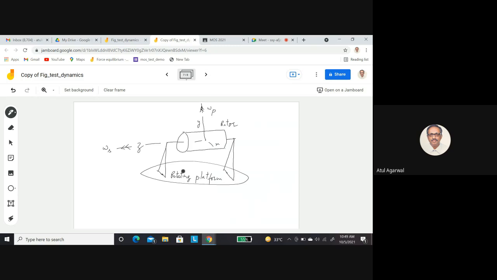Then now this is another question. You see what is happening here. You have a rotor spinning about this Z axis, and this rotating platform is also there. This platform is spinning about a vertical axis. Now when this rotor is rotating about this Z axis, you have a coordinate system fixed to the rotor. So what is the angular velocity of the rotor?